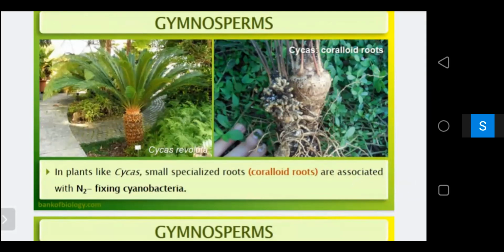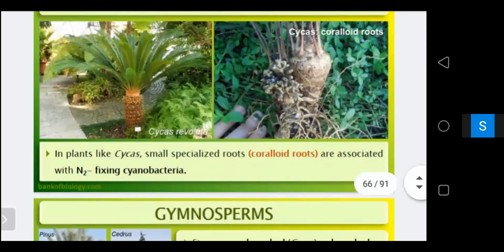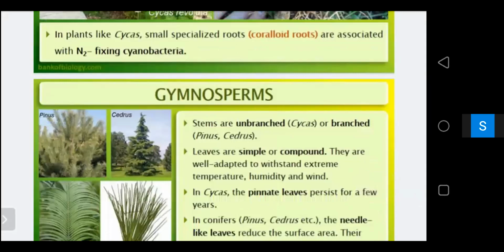The stems are branched as in Pinus, or unbranched as in Cycas. The leaves can be simple or compound, depending upon the plant. In Cycas, the pinnate leaf persists for a few years. The leaves in gymnosperms are well adapted to withstand extremes of temperature, humidity, and wind. In conifers, the needle-like leaves reduce the surface area to withstand extreme cold temperature and snowfall, and their thick cuticle and sunken stomata help to reduce water loss.